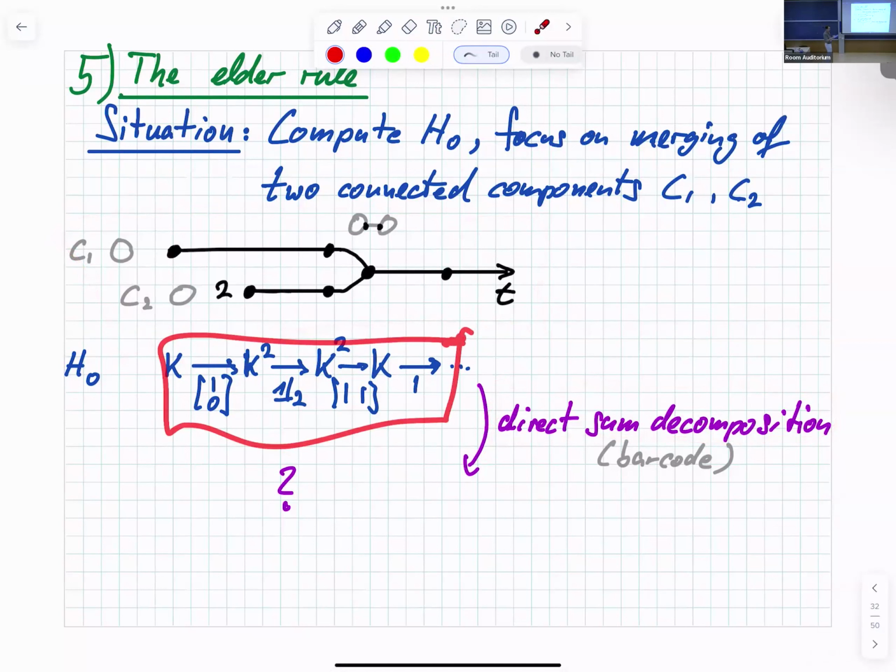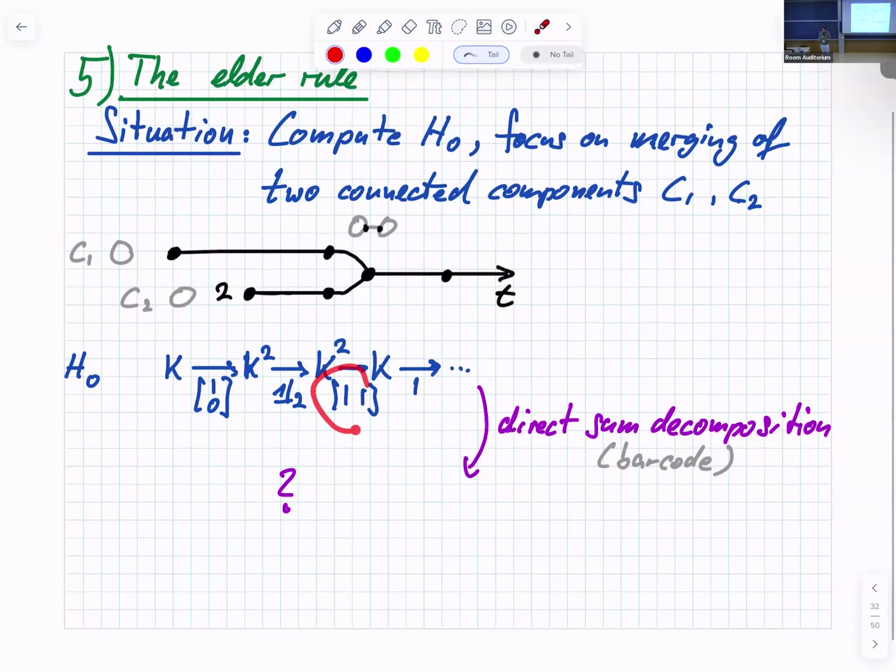So what is an obstacle to the direct sum? These are the two ones here, yeah? A direct sum is made of ones and zeros off diagonal. A direct sum is not made of two ones in the same row. At this moment, it's not a direct sum.